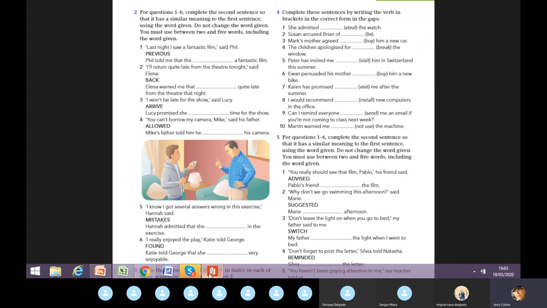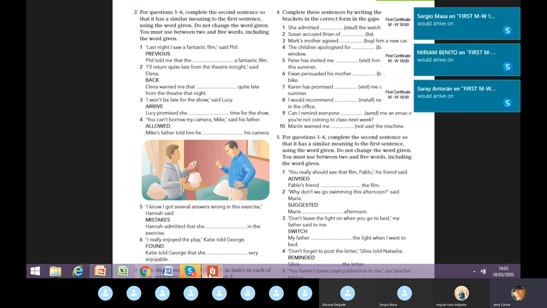And in number three, I won't be late for the show, said Lucy. And you have to use arrive. Lucy promised she what? She would arrive on time. She would arrive in time.